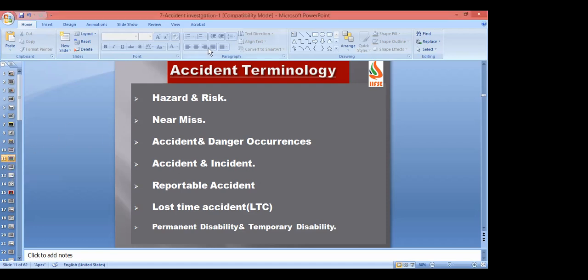Sir, excuse me, lost time accident and reportable accident, are both the same? Lost time accident is the loss of a certain amount of time. Reportable accident is clear, right? Within 48 hours, if the person is not able to join duty, that is called a reportable accident. Lost time accident is also the same. Both are called the same. No difference.